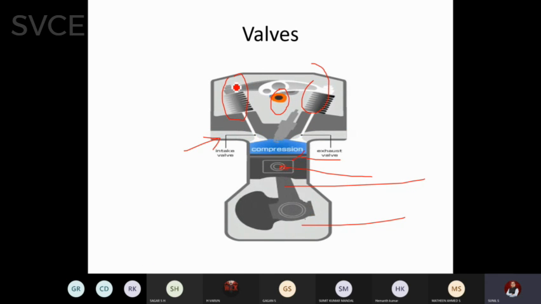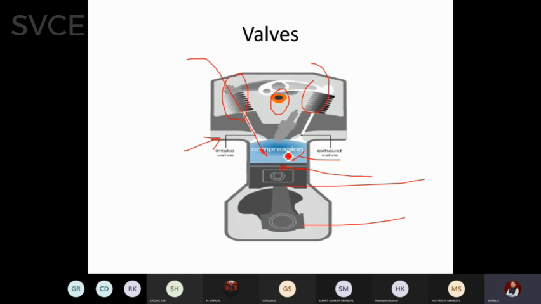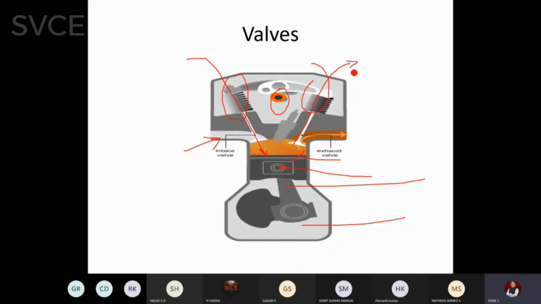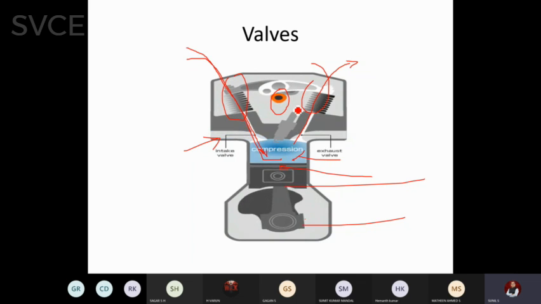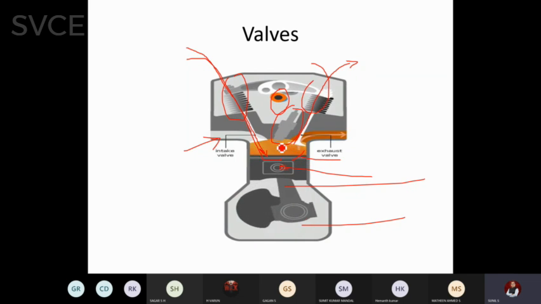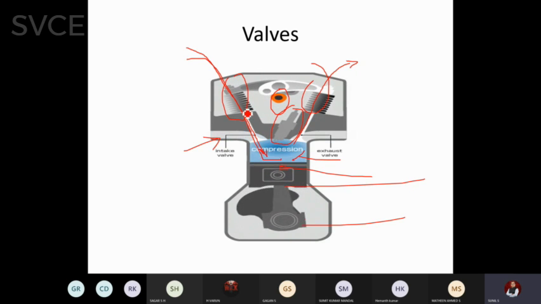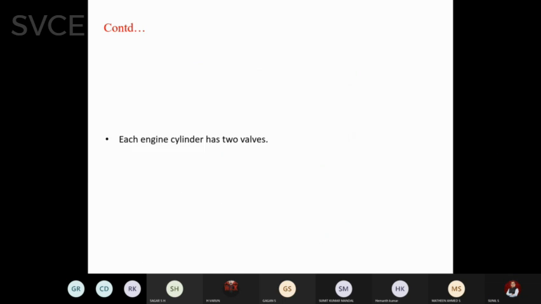If it is a petrol engine, the mixture of air and fuel enters through the inlet valve, and after the combustion process, the products of combustion will come out. If it is a diesel engine, only air enters here. At the end of the compression stroke, here you have a spark plug. You can see this spark plug is related to the petrol engine. At the end of compression, there will be a yellow colored spark. You can notice here. If it is a diesel engine, instead of a spark plug, there will be a fuel injector. Droplets of fuel will be injected. So now we will discuss the functioning of valves.